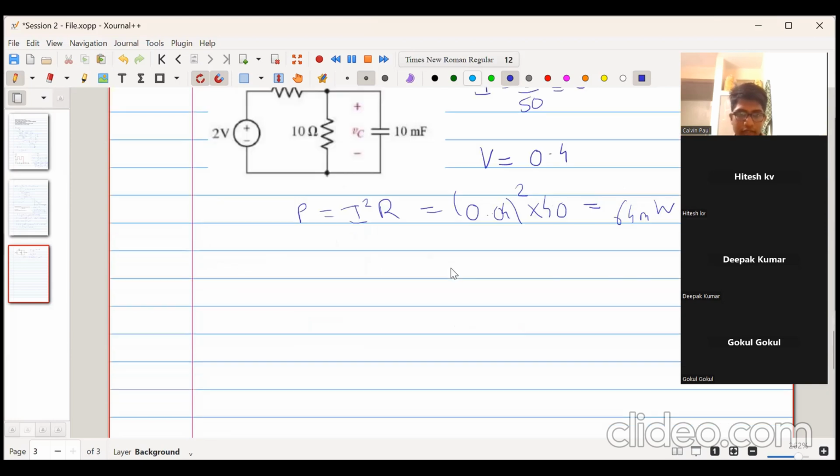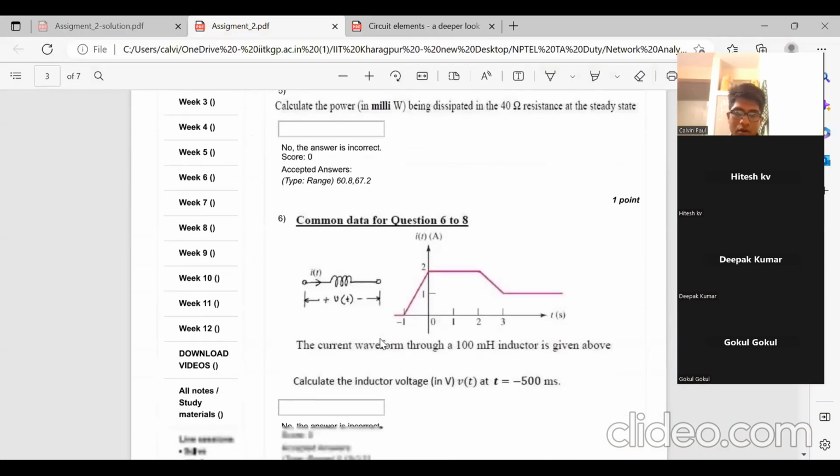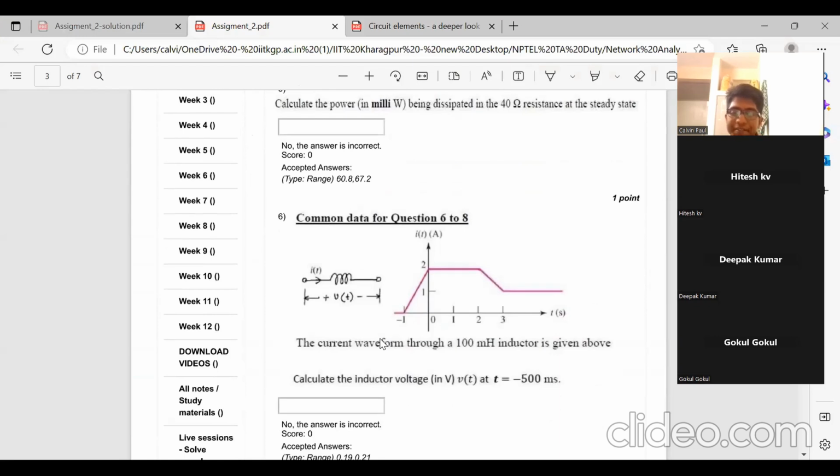So this is a steady state. So any doubts, Deepak, Gokul? No, sir. Very nice. Now, this is a very interesting question.